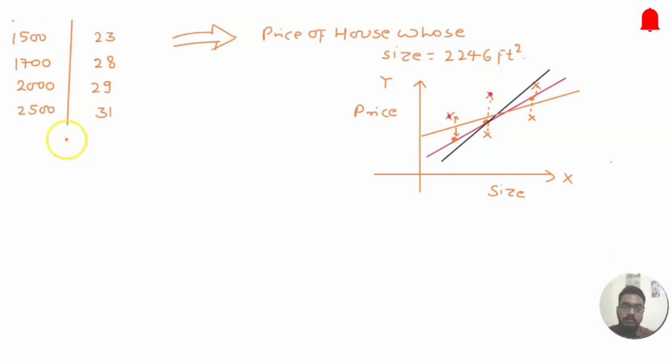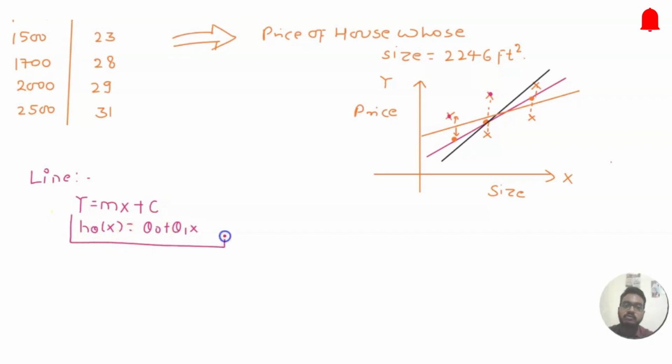Now, let us talk about the equation of a line. We have all studied the equation y = mx + c. In machine learning, we usually denote this as h theta of x = theta 0 + theta 1 times x. We are going to use this equation of the line. Basically, these two are the same; just the notation has changed. The meaning remains the same.